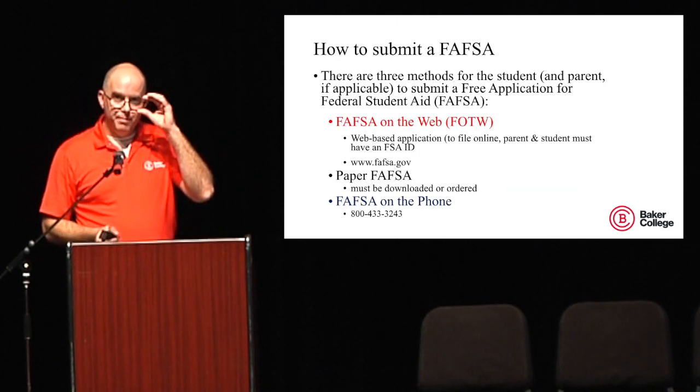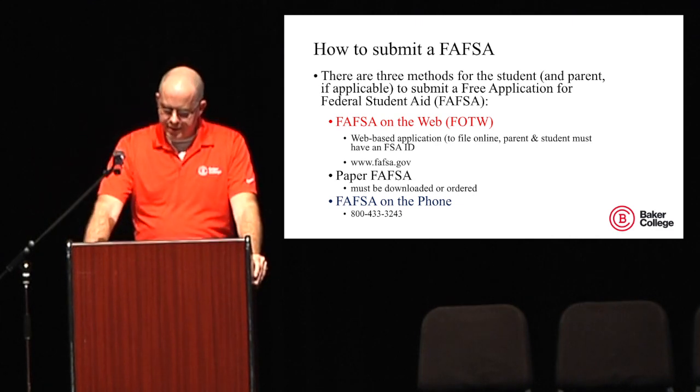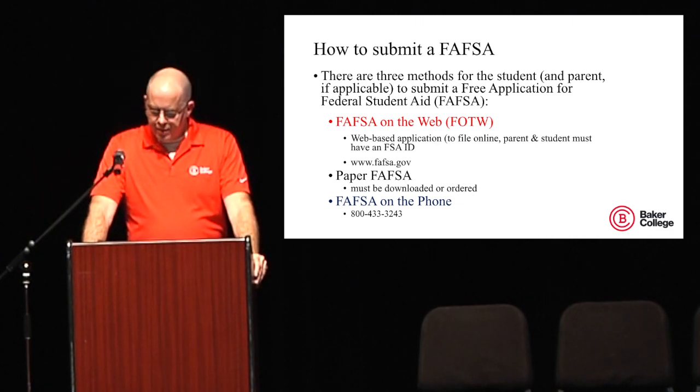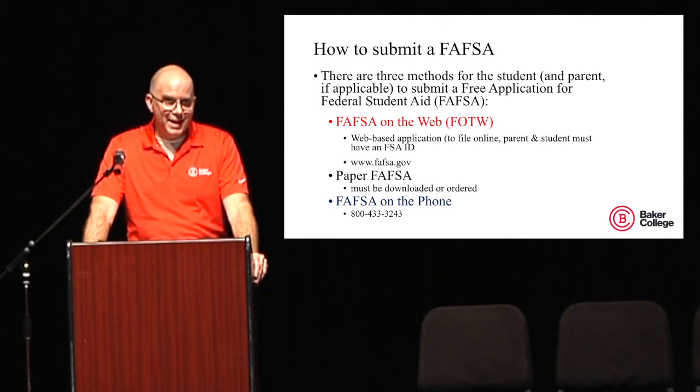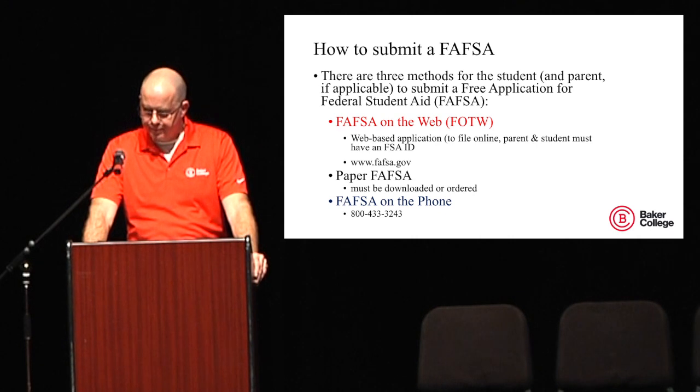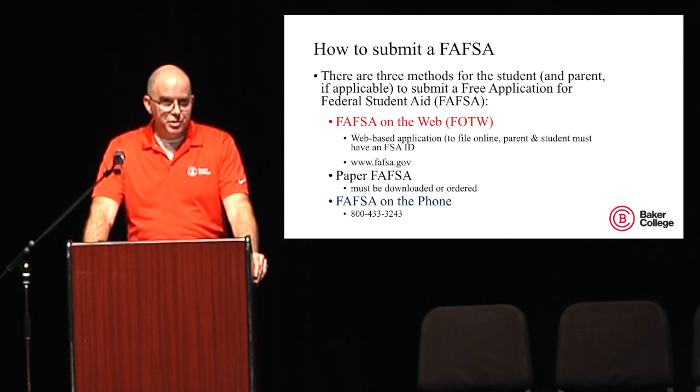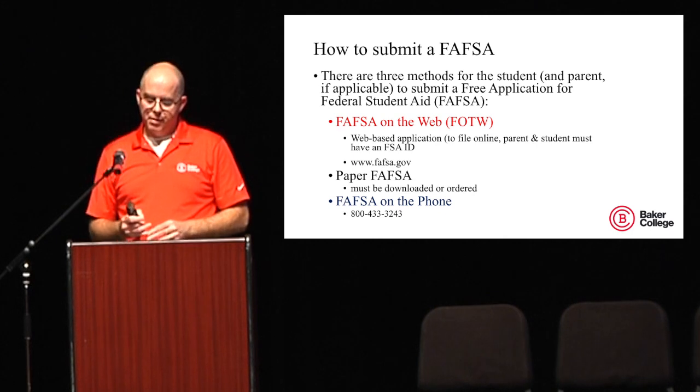Let's move on to the 3 methods that you can use to submit the FAFSA. First, there's the FAFSA on the web. This is a web-based application to file online. The parent and the student have to have what's called an FSA ID, which is used to electronically sign the FAFSA. Okay? I'm assuming most of your students tonight are going to be dependent students for financial aid purposes. Therefore, student and parental information is going to be required for the FAFSA.